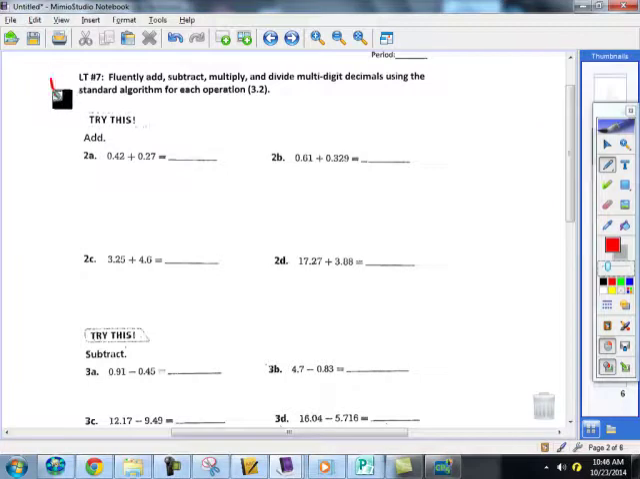So, Learning Target number 7. I can fluently add, subtract, multiply, and divide multi-digit decimals using the standard algorithm for each operation.